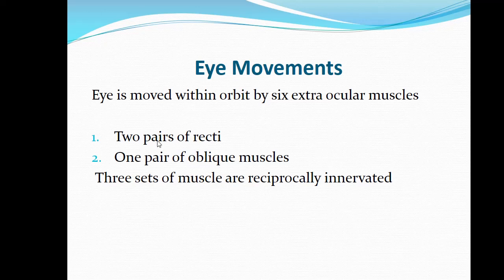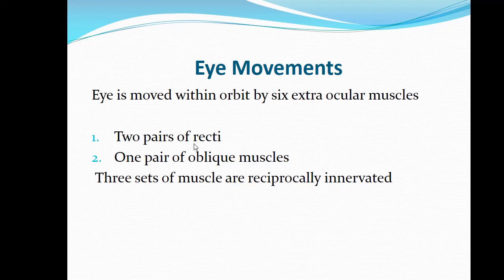In the two pairs of recti, we have the superior and inferior rectus muscles forming one pair, and the medial and lateral rectus muscles forming the second pair. The superior oblique muscle and the inferior oblique muscle form the third pair. So the six extraocular muscles form three pairs: two pairs of recti and one pair of oblique muscles.